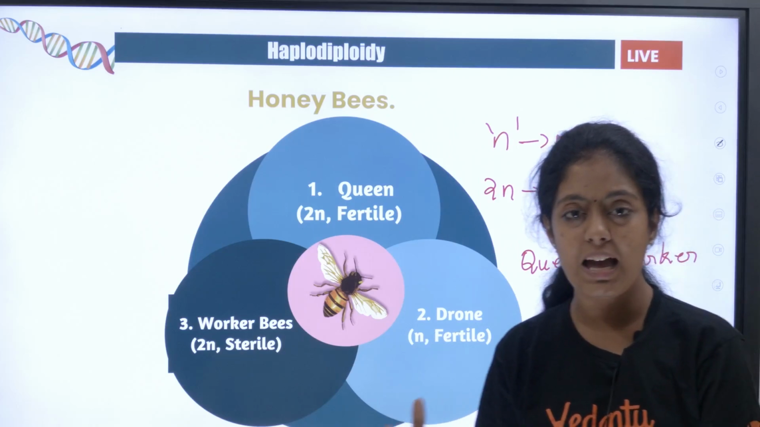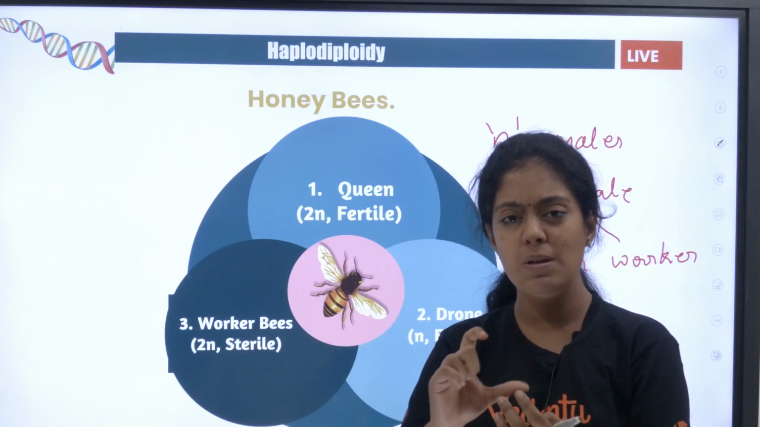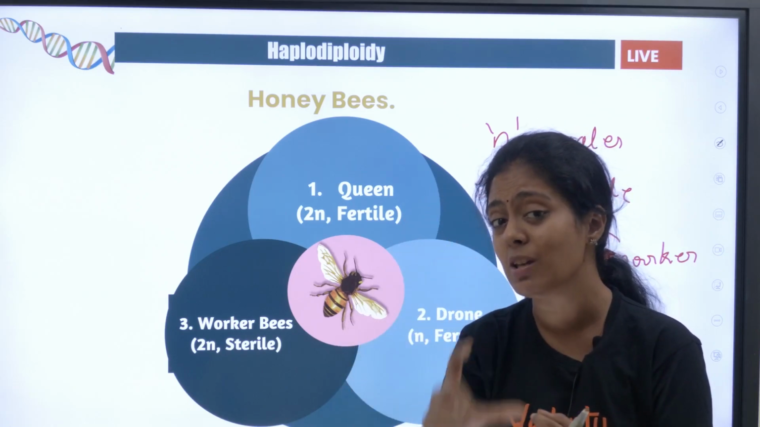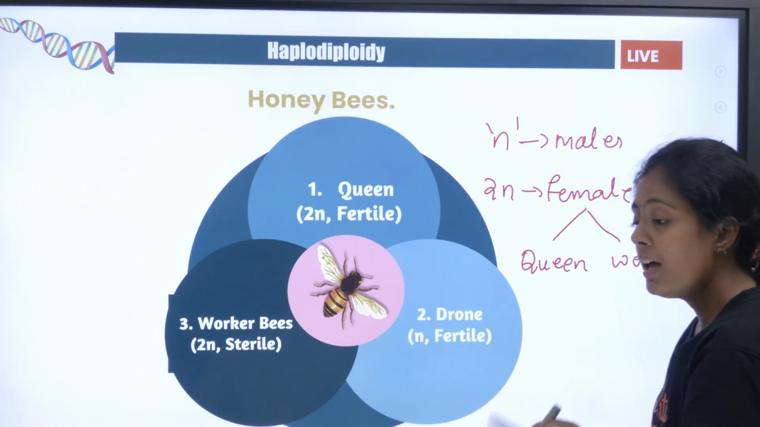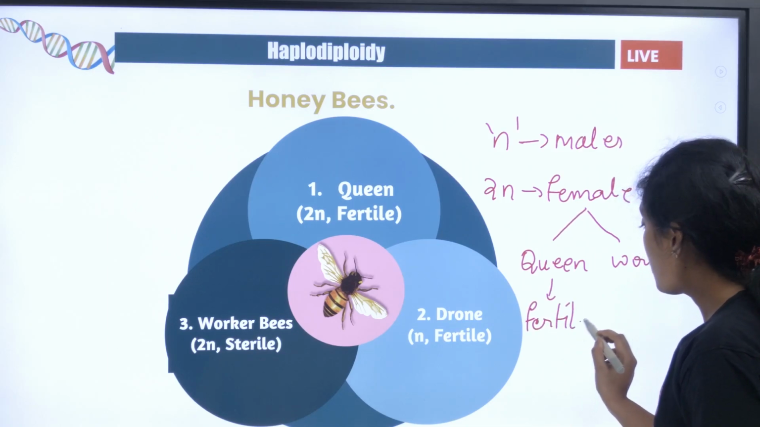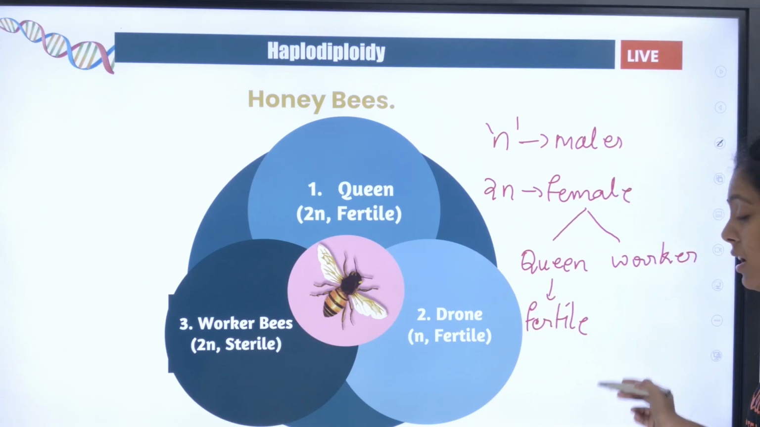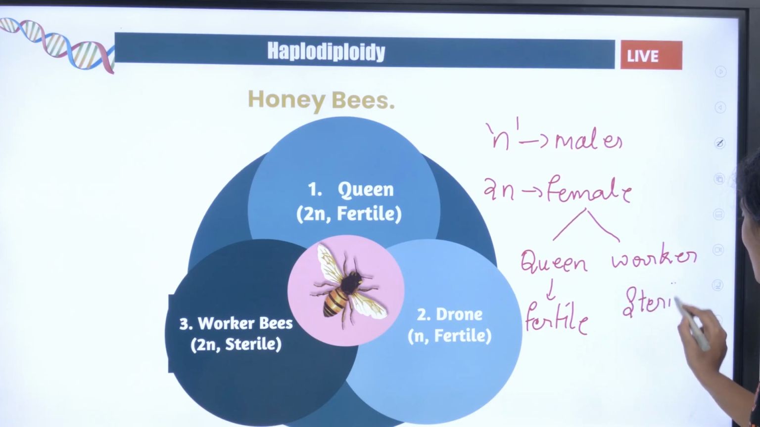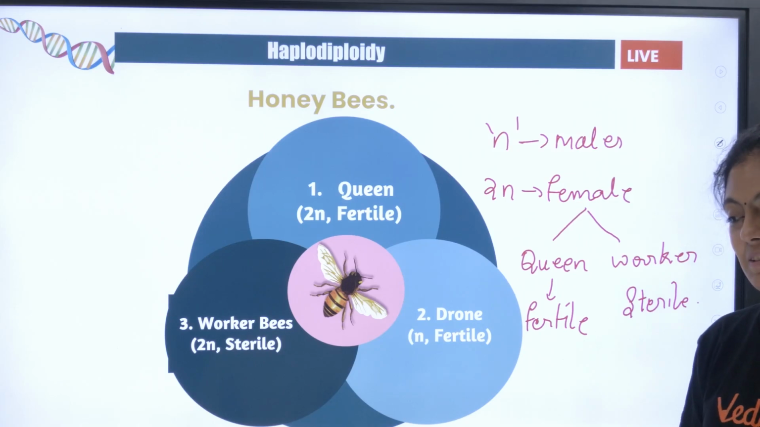You would have seen a bee hive, correct? If you observe very carefully, you can see one bee that is very huge, and she is called the queen, and the queen is fertile. She can reproduce. Whereas my worker, though she is diploid, she is sterile. She cannot reproduce. That's the whole point here.